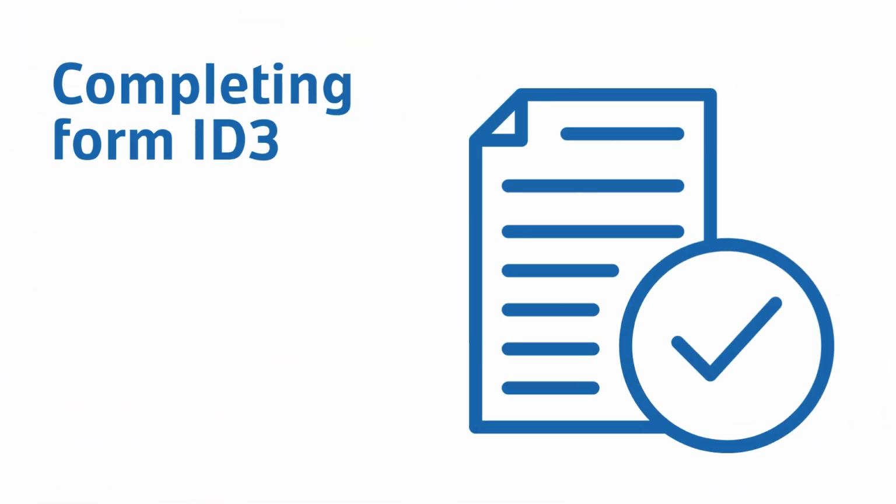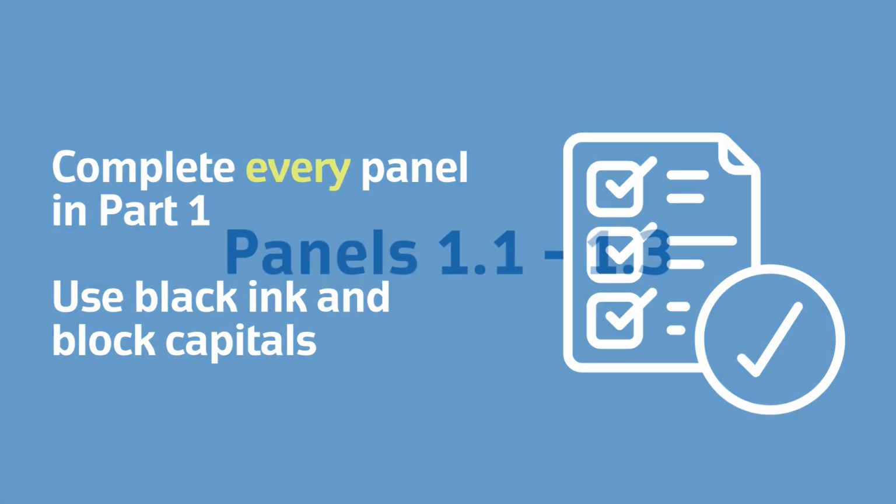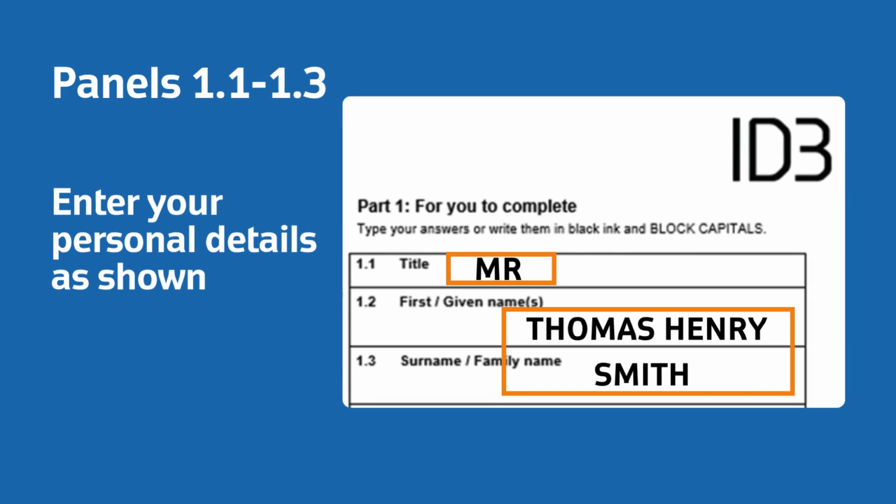Now let's look at completing Form ID3, starting with Part 1. You must complete every panel in Part 1. Use black ink and block capitals to ensure your form scans properly and is legible. Panels 1.1 to 1.3. Complete your personal details as shown in our example. Panel 1.4.